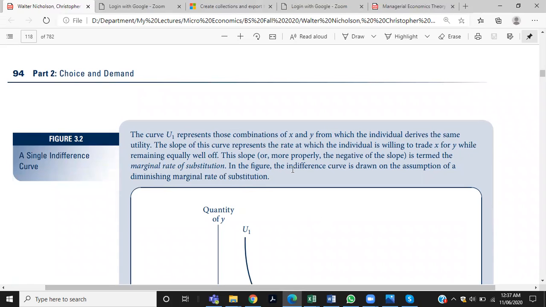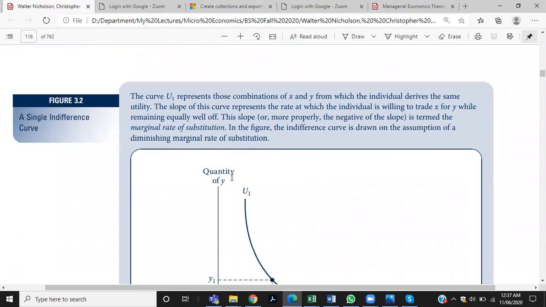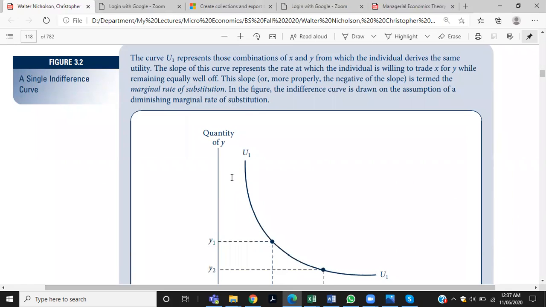In this figure, the indifference curve is drawn on the assumption of a diminishing minor rate of substitution. So you know that the indifference curve has a negative slope, and this is due to the assumption or law of diminishing minor rate of substitution.